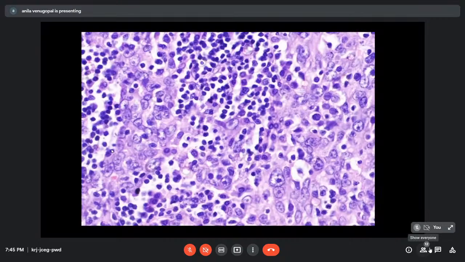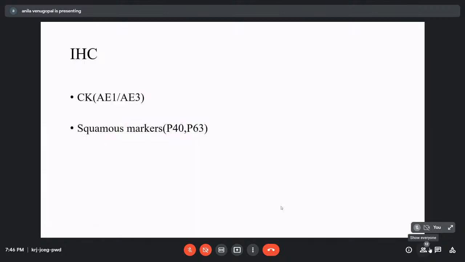So this is again a higher power view showing these single cells with admixed lymphocytes, and here some syncytial clustering. Definitely with this area you can identify that it is a carcinoma because of some degree of cohesiveness. So a basic panel that will help us is a pan-cytokeratin, which will definitely be strongly positive. And because they are squamous cell carcinomas, squamous markers like P40, P63 will be helpful.